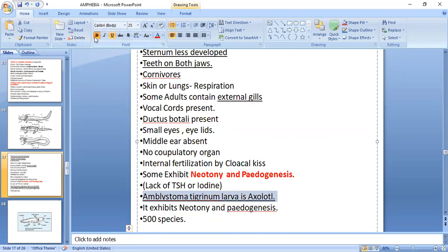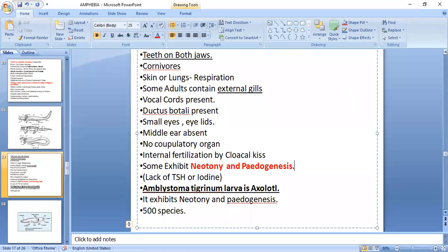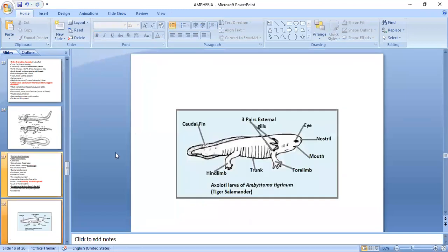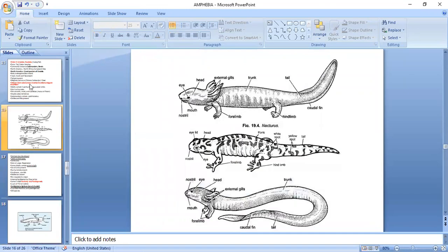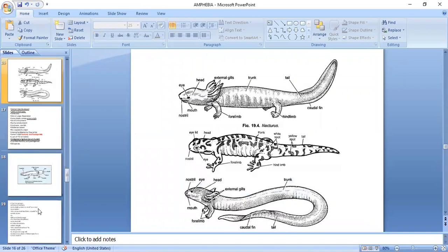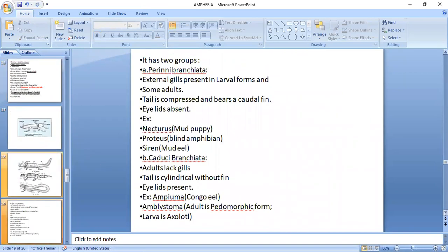మీ అందరికి చాలా నోటెడ్ అయి ఉంటుంది. అంబ్లిస్టోమా టైగ్రినం టైగర్ సాలమండర్. So its larval name is axolotl, which exhibits neoteny and pedogenesis. So about 500 species are present in this subclass order.